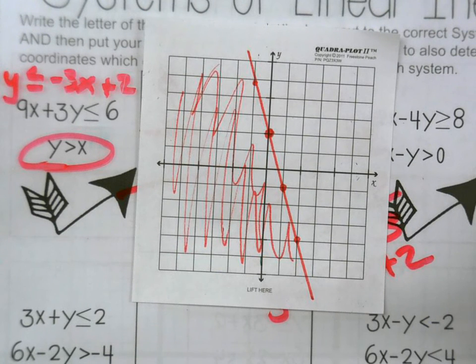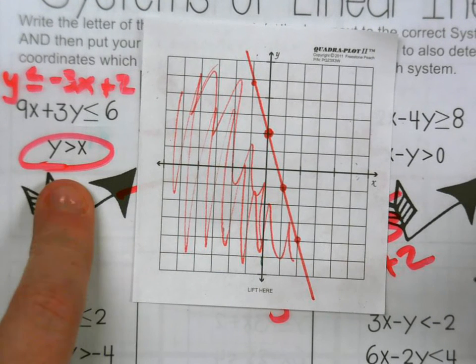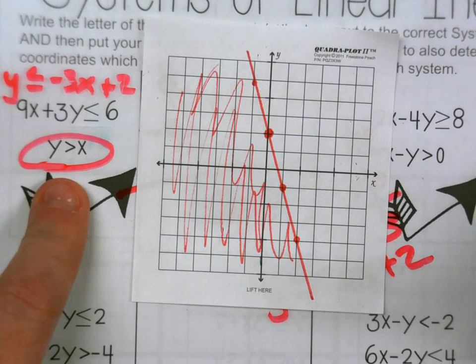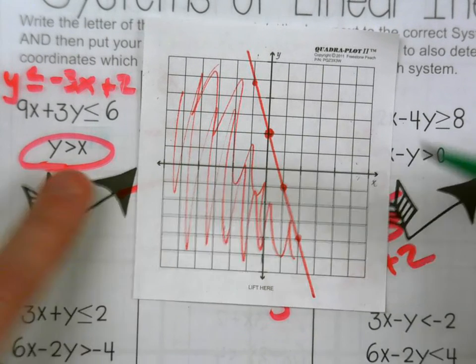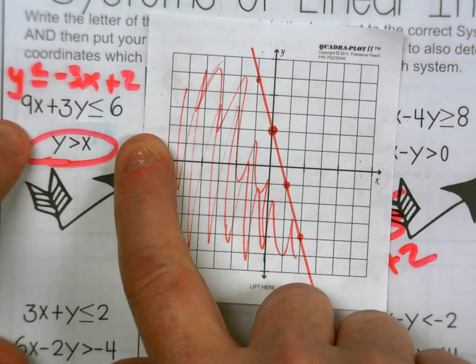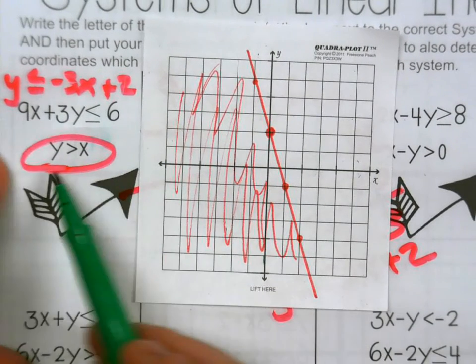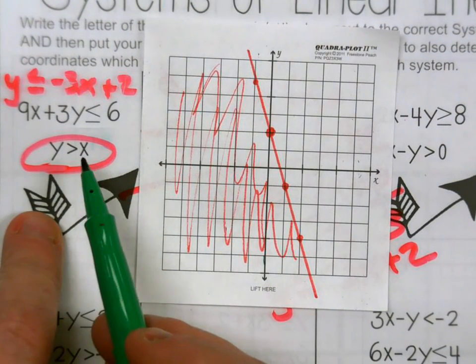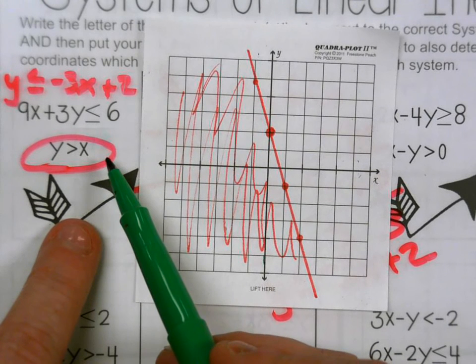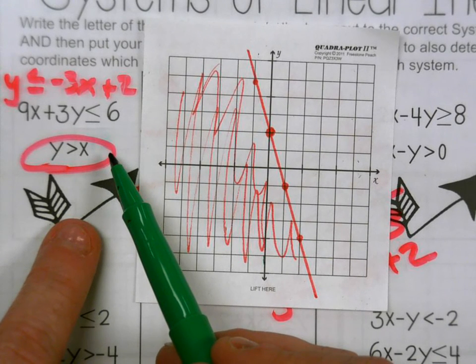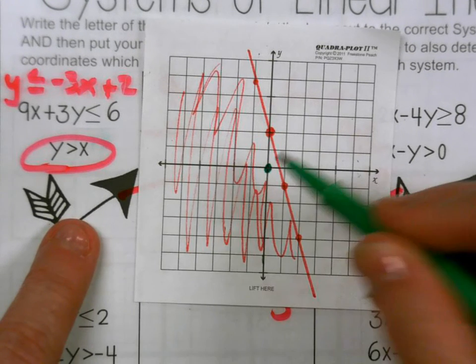So where's the next line at? Okay, so then for this next one, what's my y-intercept? I'm looking at the one I circled, y greater than x. What am I adding out here? Nothing, and nothing is 0, so it's going to go through the origin.